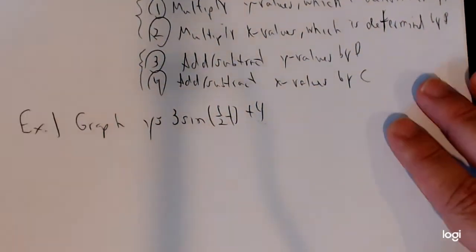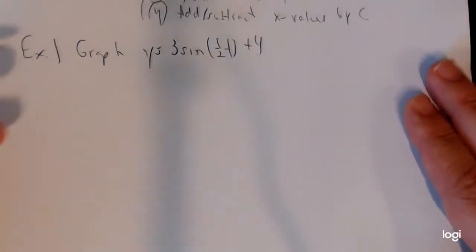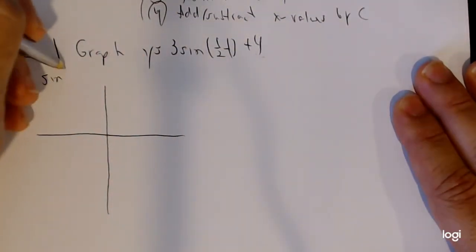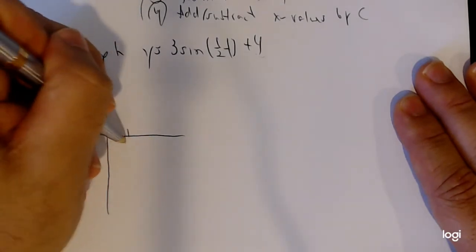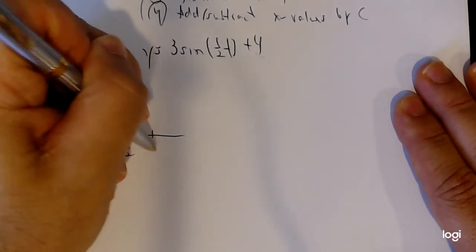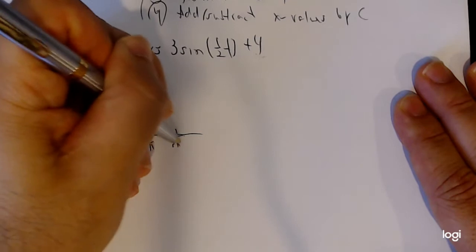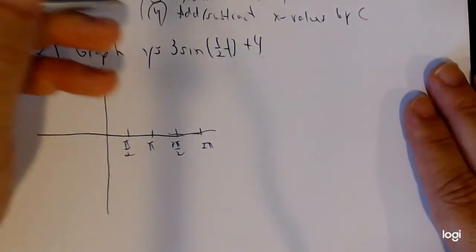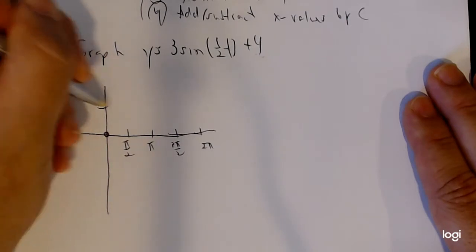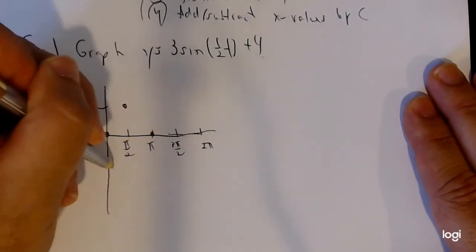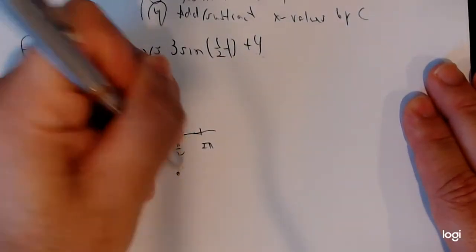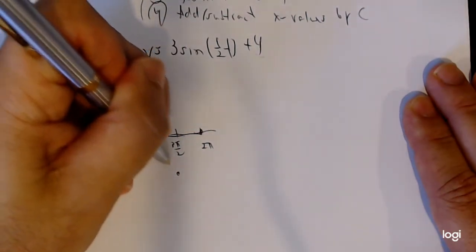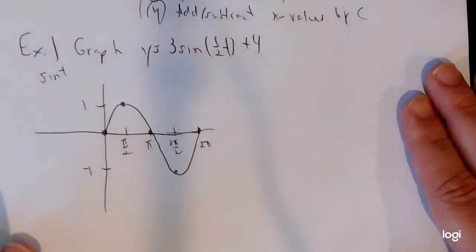So I'm going to start off and use transformations. I'm going to start with sine of t, which is the most basic one. And if you remember, the key values are 0, pi over 2, pi, 3 pi over 2, 2 pi. So we know at 0 it's 0, at pi over 2 it's 1, at pi it's 0, at 3 pi over 2 it's -1, and at 2 pi it's 0. I'm only graphing one period here. So that's one period of sine.